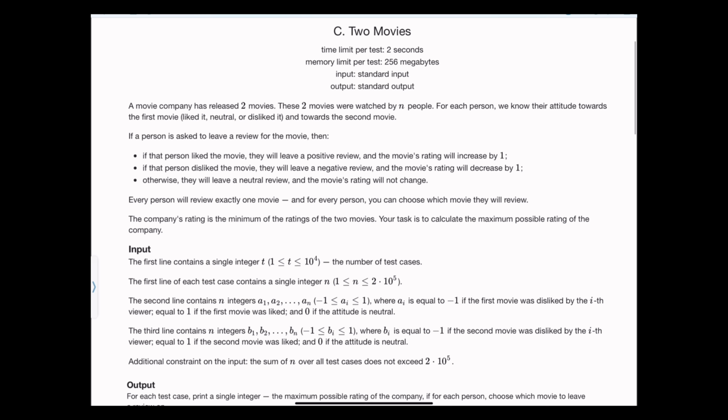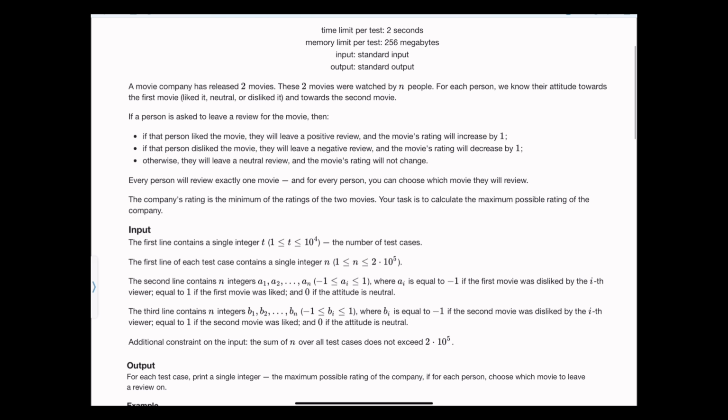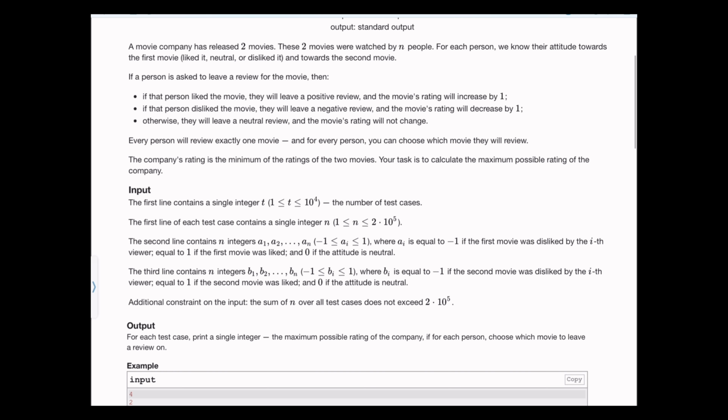It is given that if a person liked the movie, the rating of the movie will increase by 1. If the person dislikes the movie, the rating of the movie will decrease by 1. And if they have a neutral review, the rating will not change. Every person reviews exactly one movie, and for every person you can choose which movie they will review.